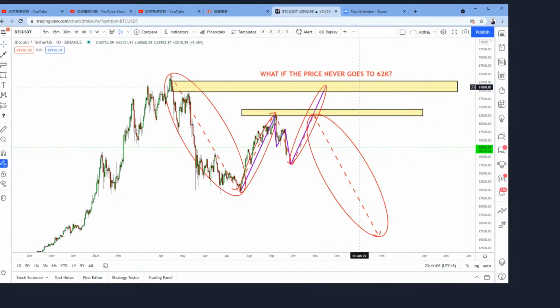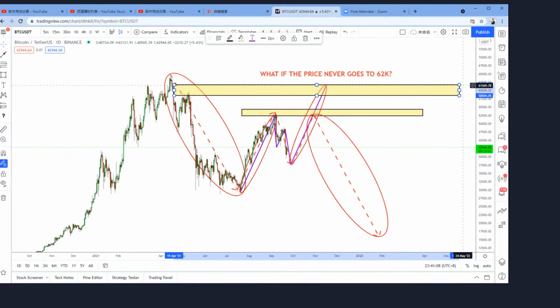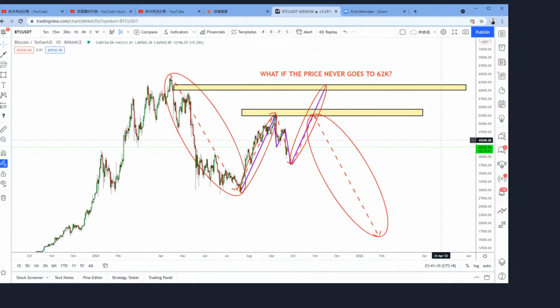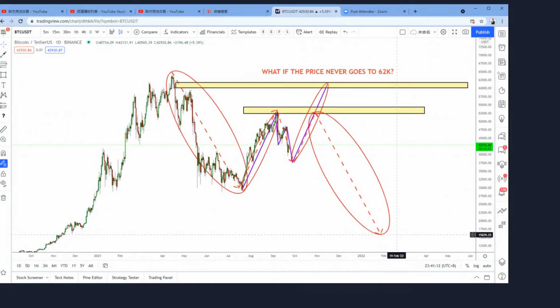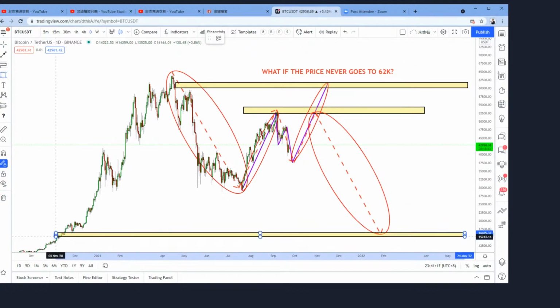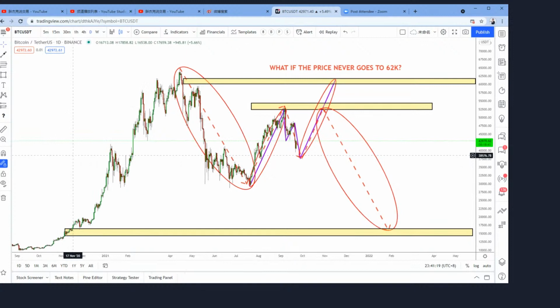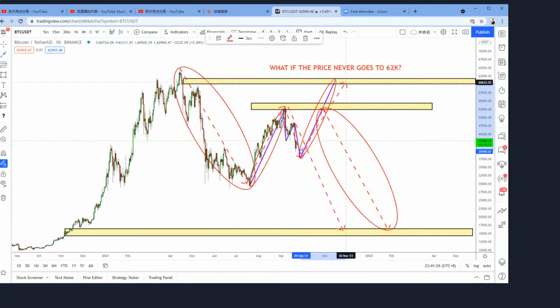Okay, the critical zone here will be 62K in the first scenario. The second scenario will be 16K. Yeah. Wow. Now you understand. Oh my god. Yeah. The price may go all the way to here, or the price will go up to here. Then what can I do?